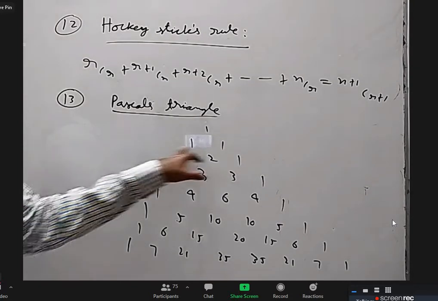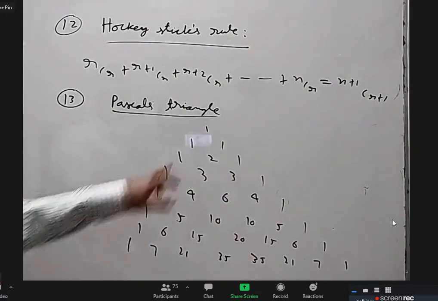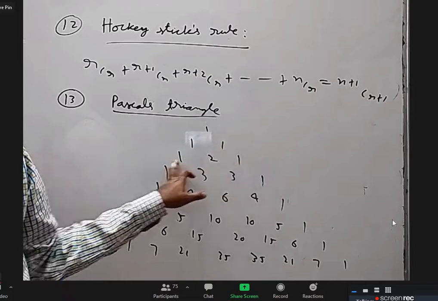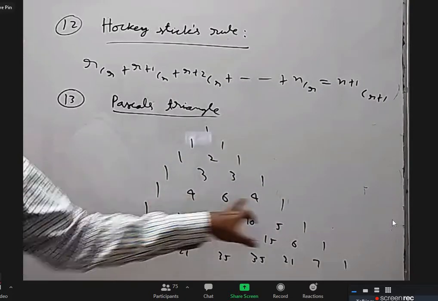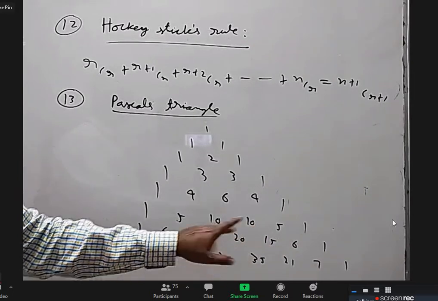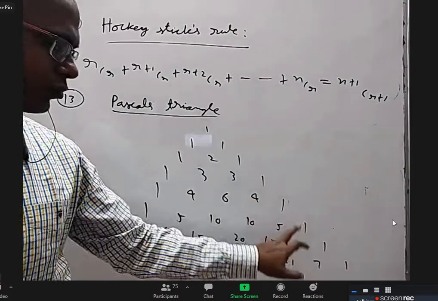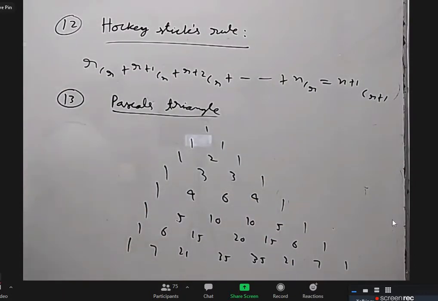One thing is, if I add any row's elements, here it will come 1, here it will come 2, here it will come 4, here it will come 8, here it will come 16, here it will come how much? 32, right? This is 2 power 0, 2 power 1, 2 square, 2 cube, 2 power 4, 2 power 5. The sum of the elements is 2 power n.